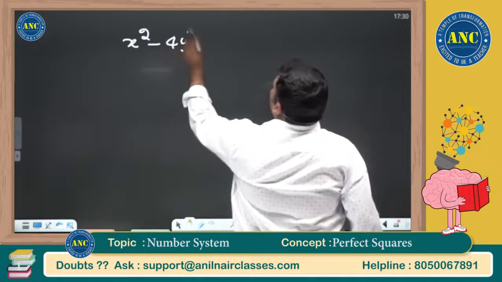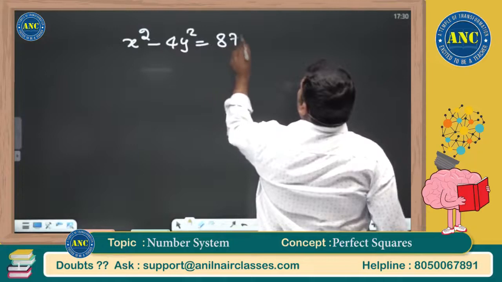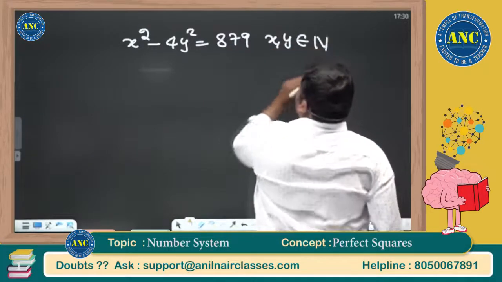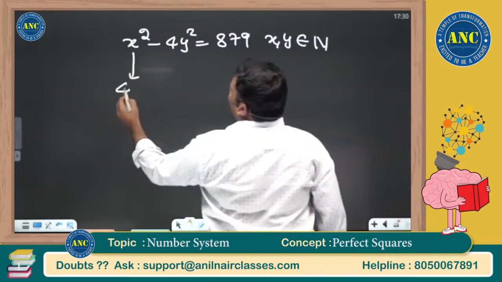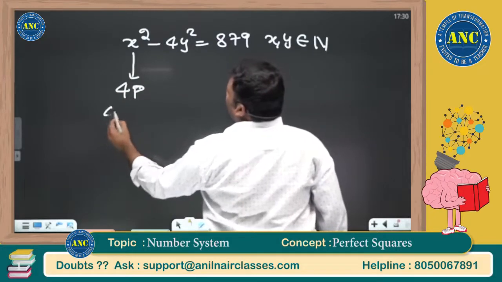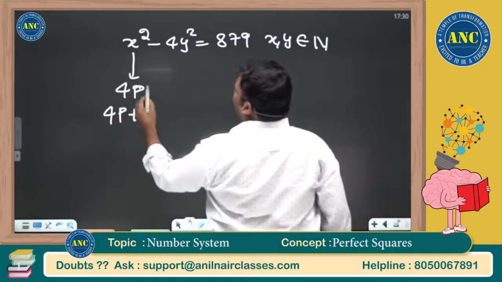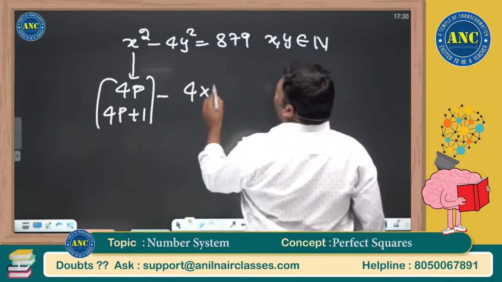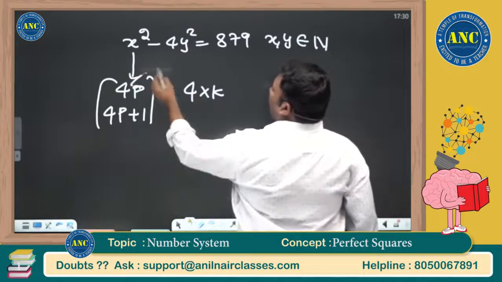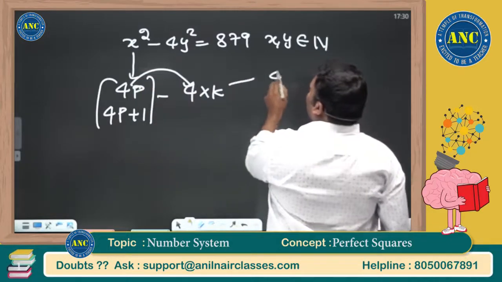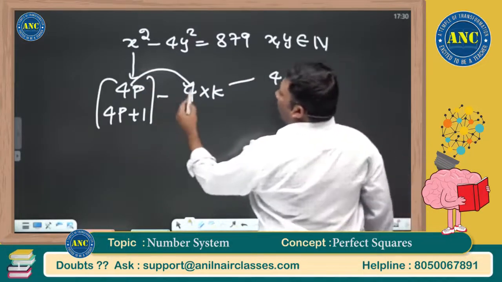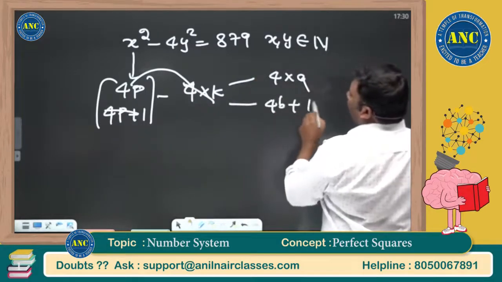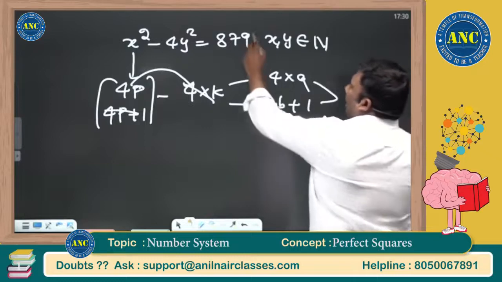x square minus 4y square. If you are an Anil Nair student, immediately within 5 seconds you can solve the logic. x square is a perfect square. It is either 4p or 4p plus 1. Are you all with me? Minus 4 into any number, it is 4 into k. Both are divisible by 4. The answer should be divisible by 4 or give a remainder 1.